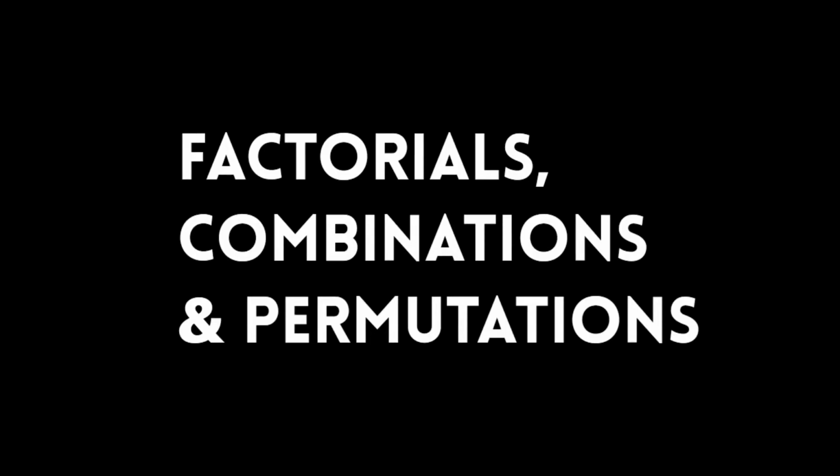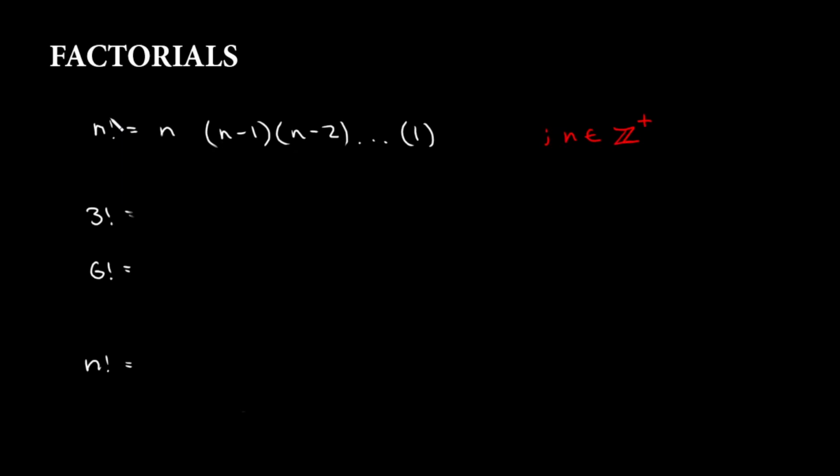Hi, today we're going to cover factorials, combinations, and permutations. So first I'll talk about factorials, and the general notation for factorials is this: n factorial is equal to n times n minus 1 times n minus 2 until 1, where n is a positive integer.